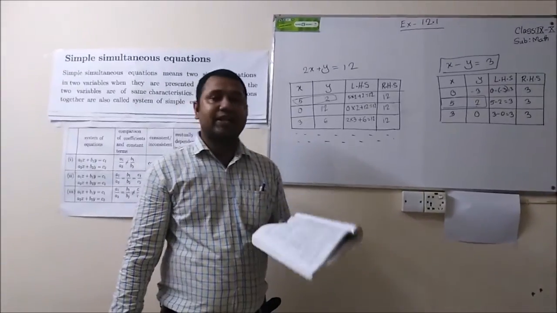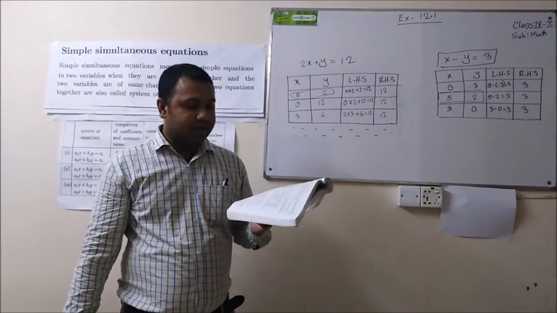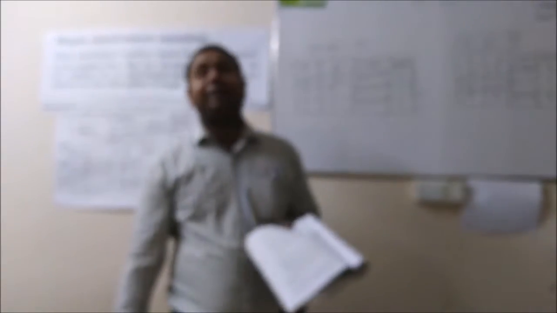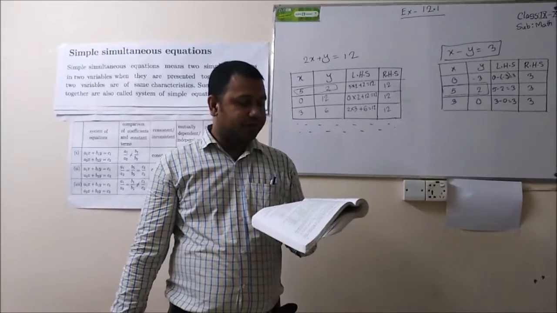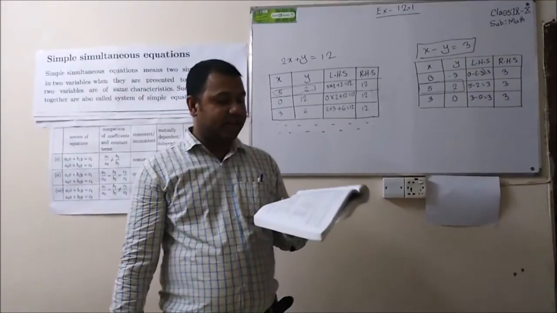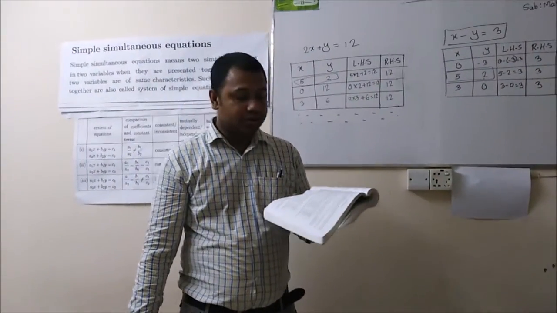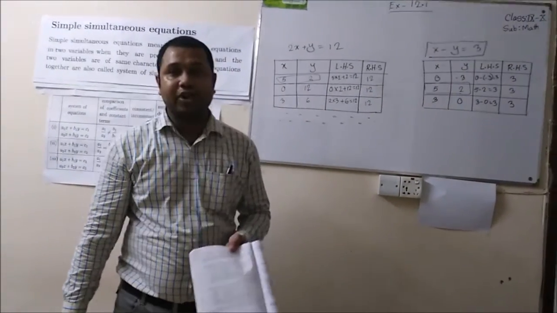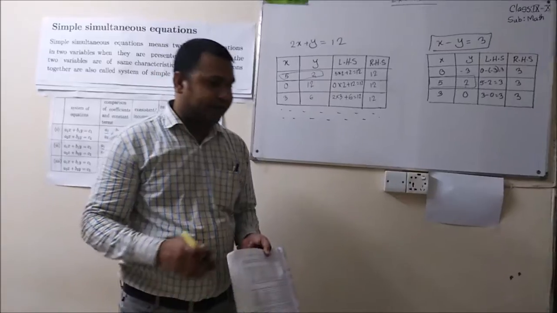So we can say if the two equations discussed above are considered together as a system, both of the equations will be satisfied simultaneously only by 5 comma 2. Both of the equations will not be satisfied simultaneously by any other values. So the system of equations has a solution, that is 5 comma 2. So I think you understand.